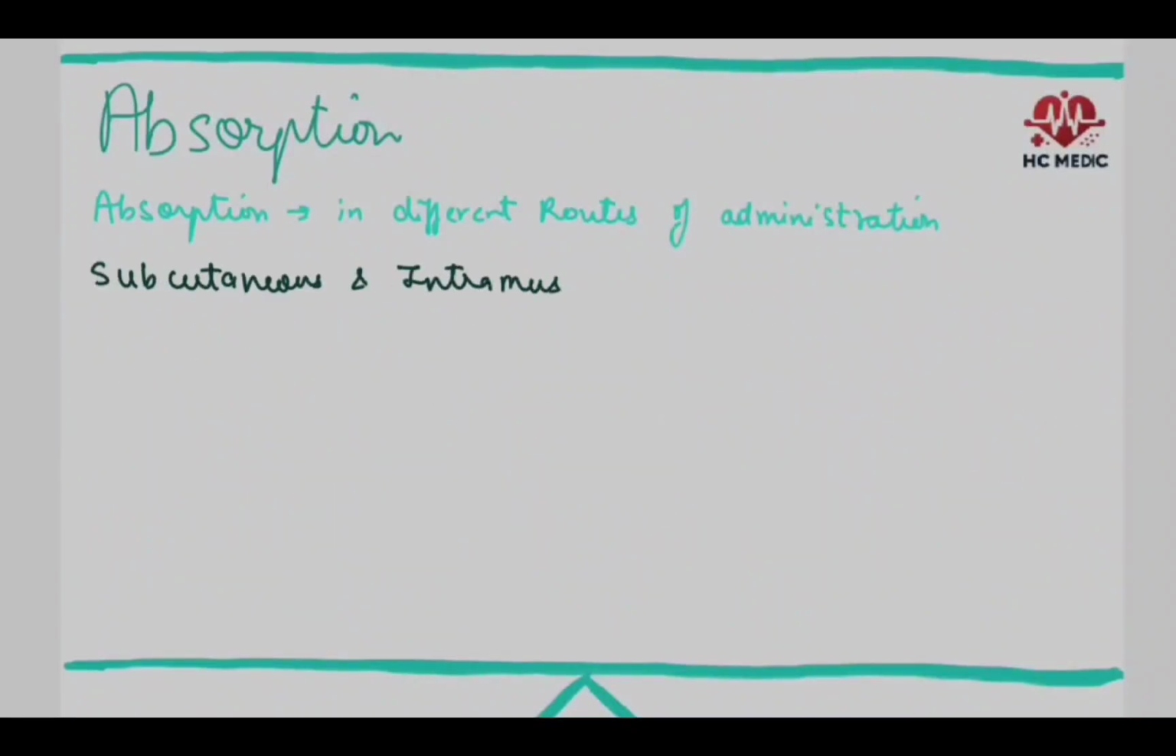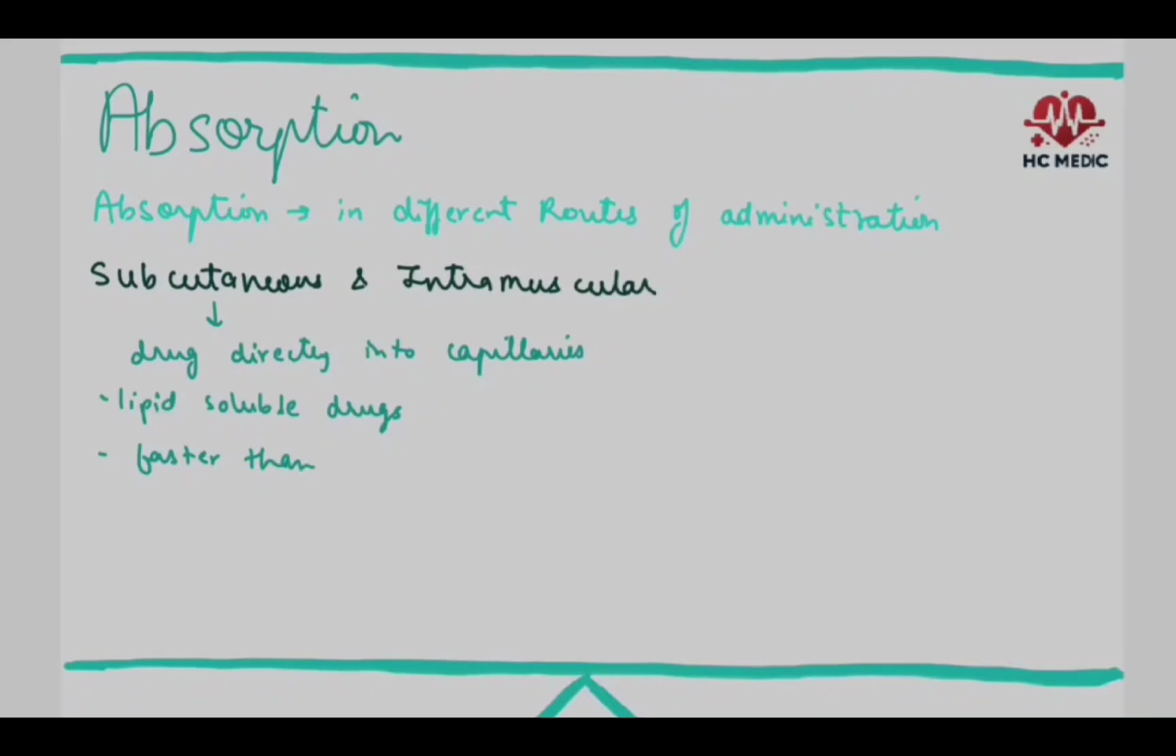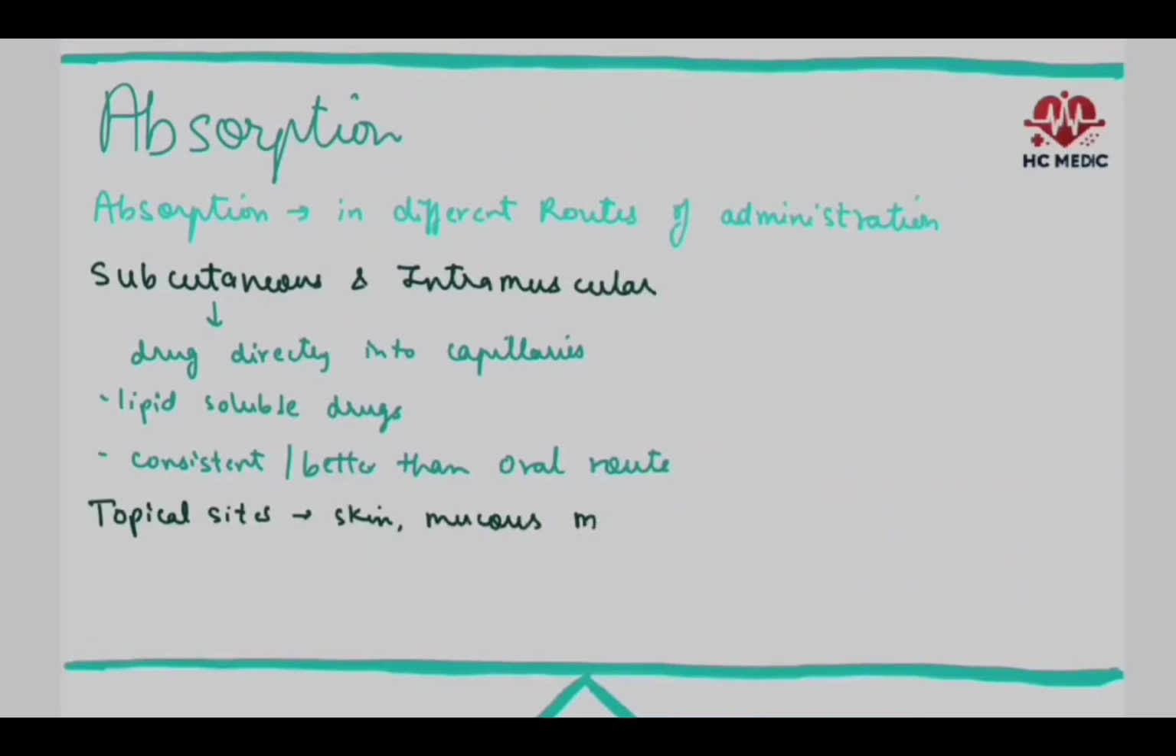Now we will see another routes like subcutaneous and intramuscular, which have more drug absorption because the drugs are directly absorbed into capillaries, and it bypasses the first pass metabolism in the liver. The lipid soluble drugs are easily absorbed, and this is more consistent and better than oral route for many drugs. Then we will discuss about topical sites like skin, mucous membrane, cornea. In this we see local effects.